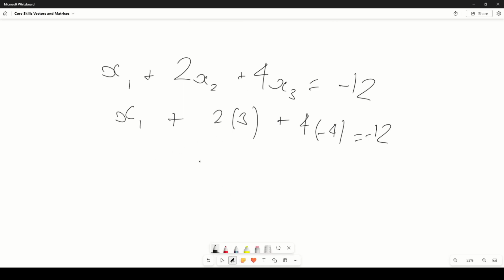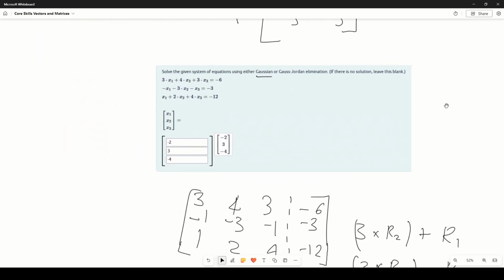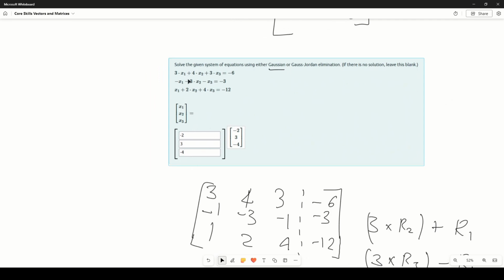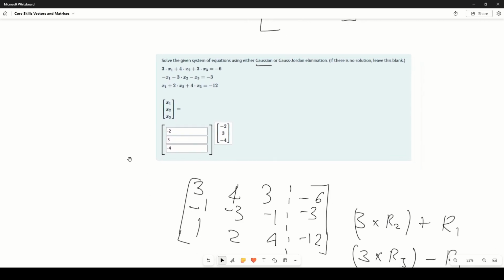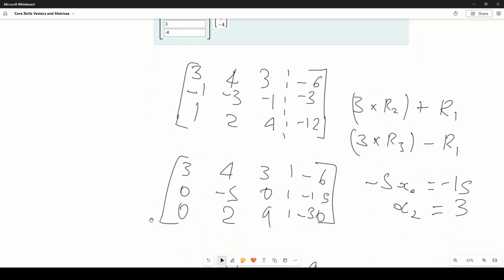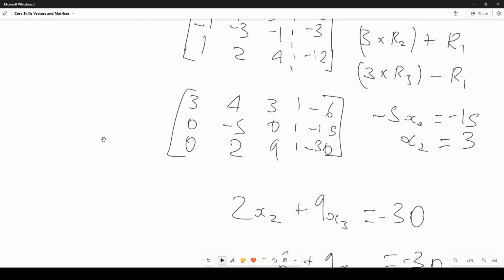So finally, we're just going to work this out. Plus 2 times 3 would give us 6. And 4 times minus 4 would give us minus 16. So 6 minus 16 is minus 10. x1 minus 10 equals minus 12. So x1 equals minus 2. And now all we do is we go back to the original question and write in our values for x1, x2, and x3. This was actually an easy version of the question where we got to stop kind of halfway.